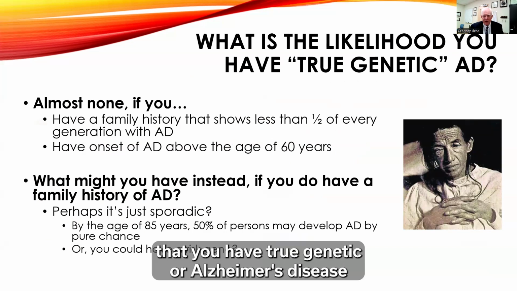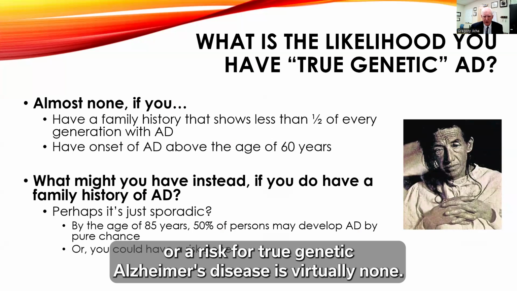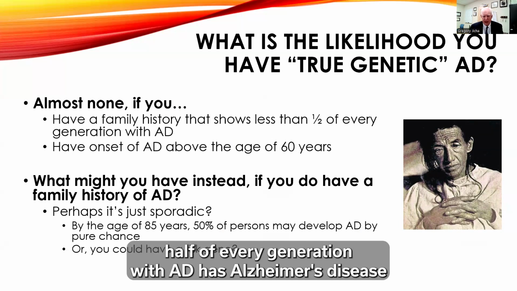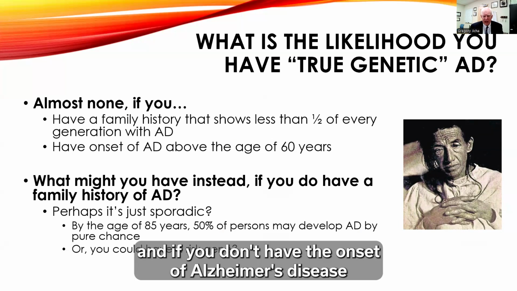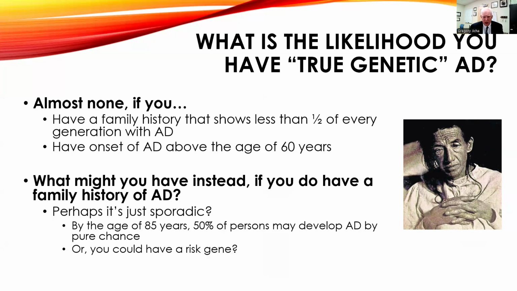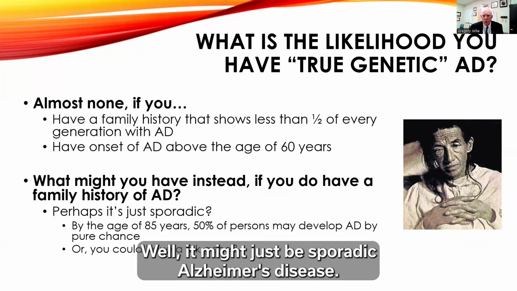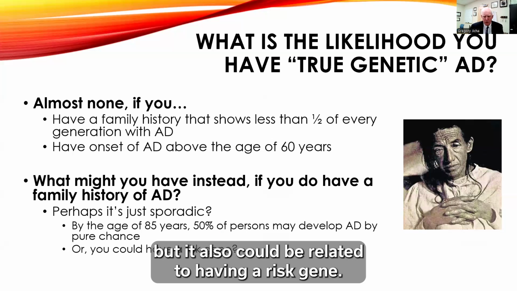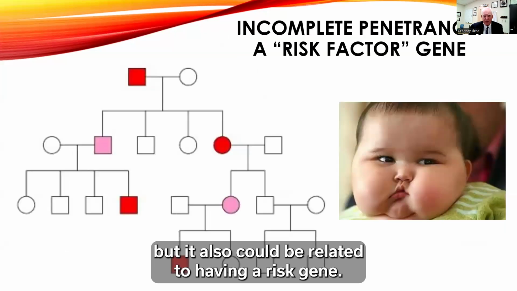So, the likelihood that you have true genetic Alzheimer's disease or a risk for true genetic Alzheimer's disease is virtually none if you have a family history that shows less than one half of every generation with AD has Alzheimer's disease, and if you don't have the onset of Alzheimer's disease in your 40s or 50s, but instead above the age of 60. What might you have instead? Well, it might just be sporadic Alzheimer's disease. And this becomes incredibly common as we age, but it also could be related to having a risk gene.